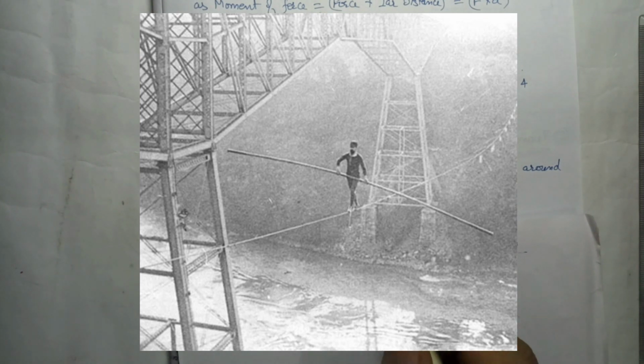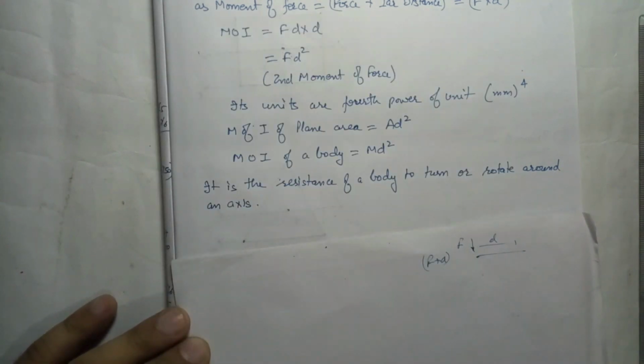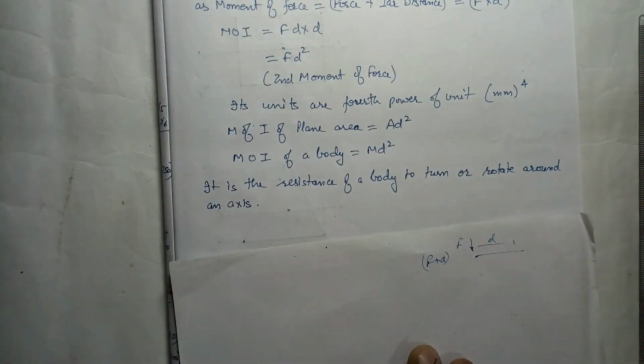We know that this person can walk on the rope only when the person's center of gravity is perpendicular to the rope. So if he shifts his weight in the left or right direction, he will be unbalanced and he will fall down. So the moment of inertia required to turn that stick will help him to balance his weight again into the perpendicular direction to the rope. So there are a number of examples which explain the moment of inertia.